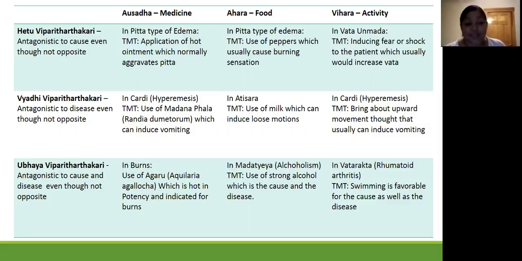In this table, this is also a type of upashaya. However, the action here is actually very similar to prabhava, where even though it is not opposite, it still produces a positive effect. Okay? So it is hetu viparita arthakari aushada. And viparita arthakari, which means it seems like it is antagonistic, but it is not actually antagonistic. So that's kind of confusing too.